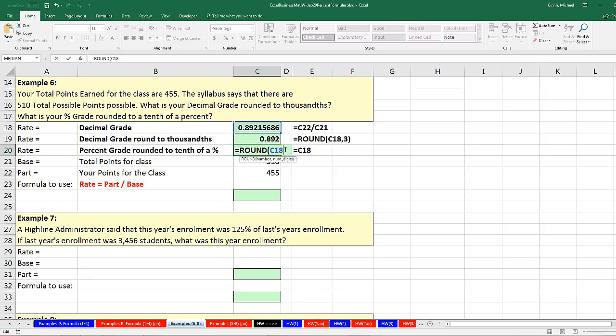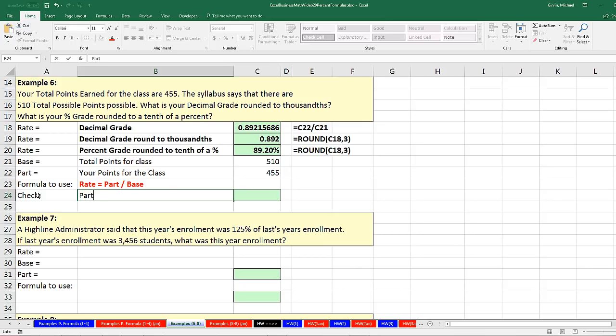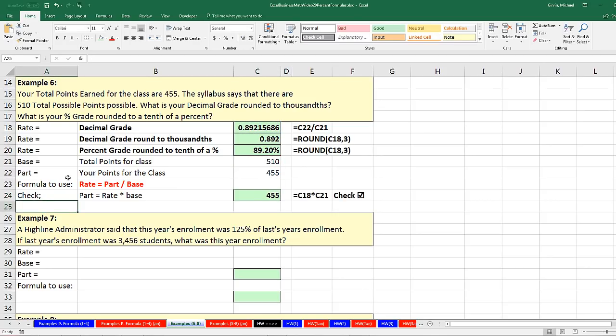Round, and we're rounding, comma 3. Because remember, formulas don't see number formatting. They look at the underlying number. Now we solve for a rate, so we can either choose to check it with the base or the part. I'm going to check it with the part. Part is equal to rate times base equals, there's the rate. The unrounded one is the one I need to use to check, times, and there's the base, enter. 455, that's the part. That's what we were checking for. So we got to check.